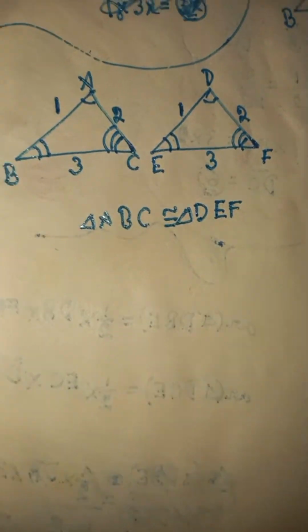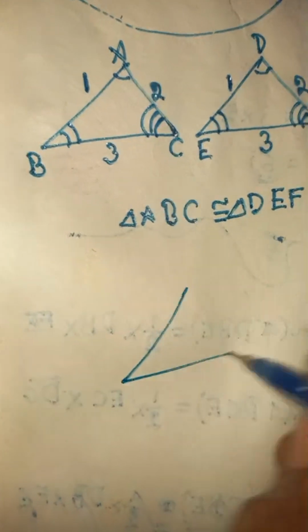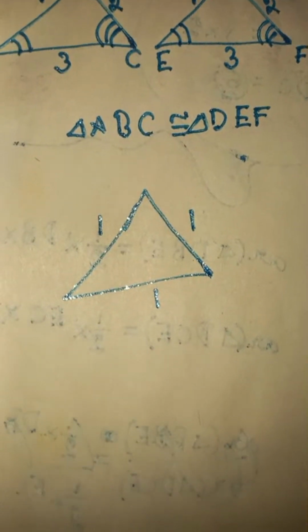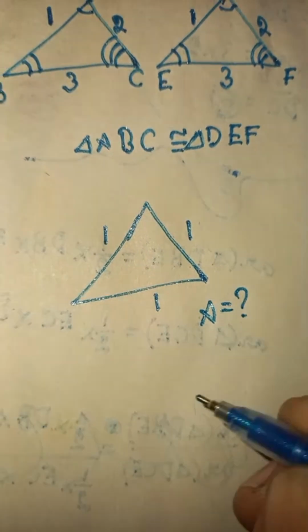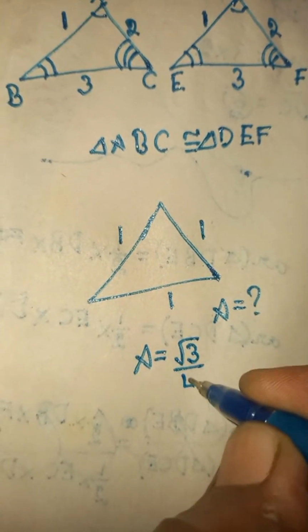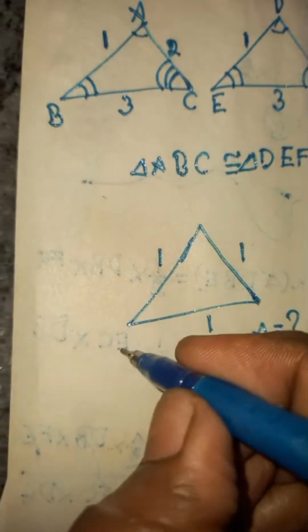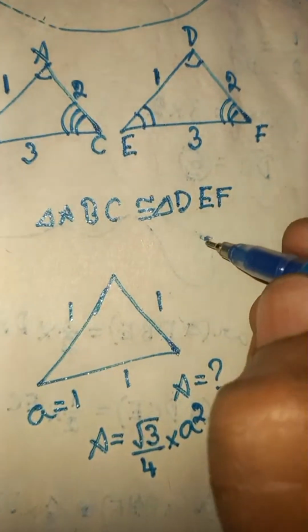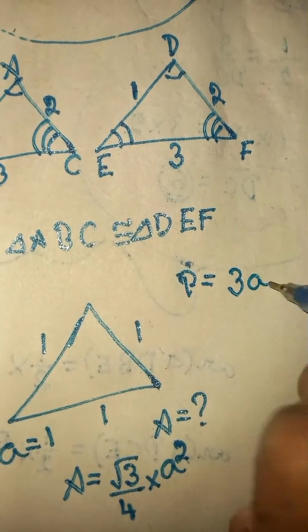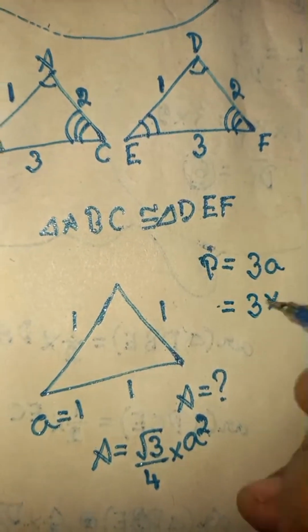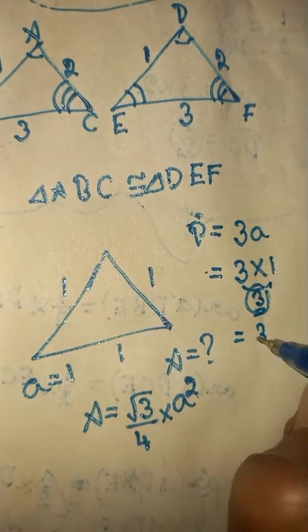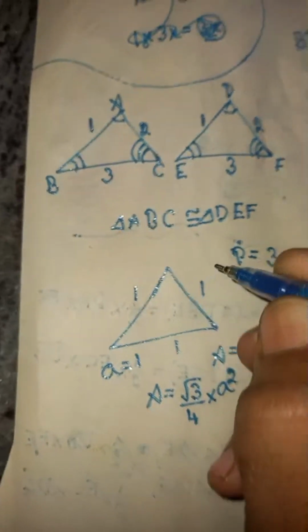Let's find out the area of different triangles now. If you take this equilateral triangle, all sides are 1 unit. You need to find the area of this equilateral triangle. Area of an equilateral triangle can be written as root 3 by 4 times a square, where a is the side length 1. Let's find the perimeter first. Perimeter of an equilateral triangle is 3 times the side length, that is 3 times 1 unit, which is 3 units. So 3 units is the perimeter of this triangle.